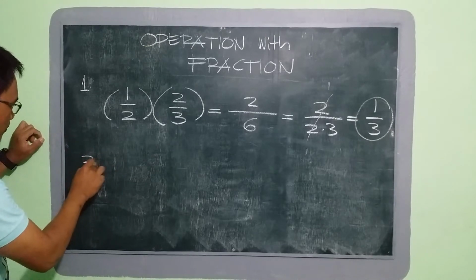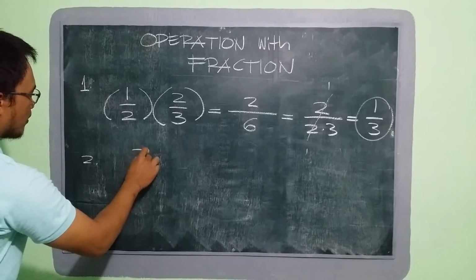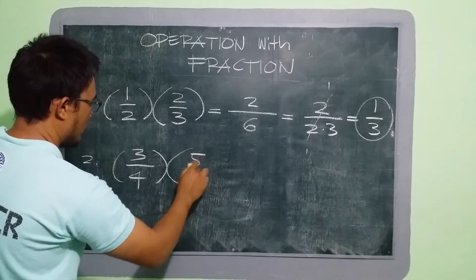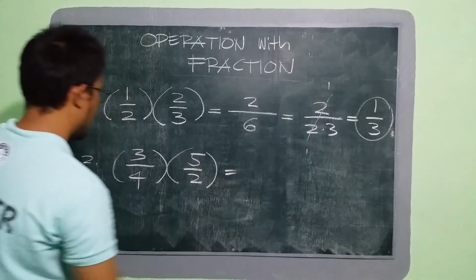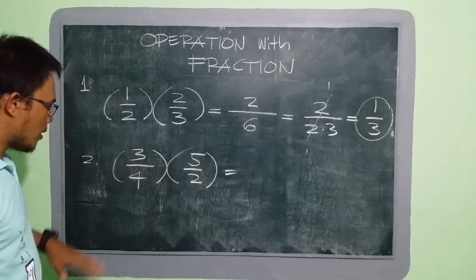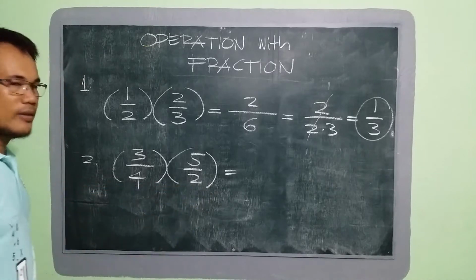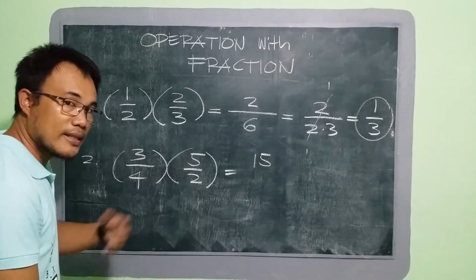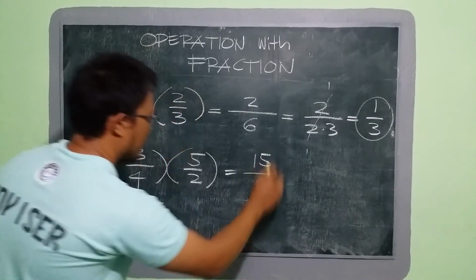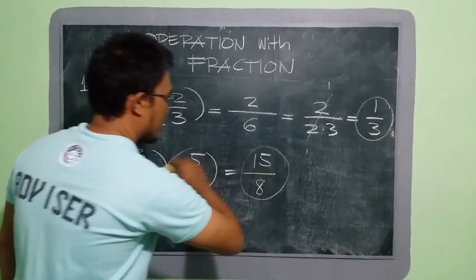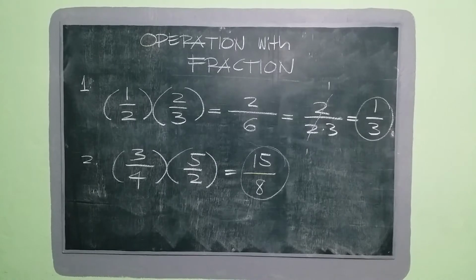Okay, example number 2. We have 3/4 times 5 halves. In multiplying fractions, simply multiply the numerators and multiply the denominators. So 3 times 5, we have 15. 4 times 2 is 8. So over 8. Since we cannot simplify this one further, this is now our final answer. Okay? Some more examples.